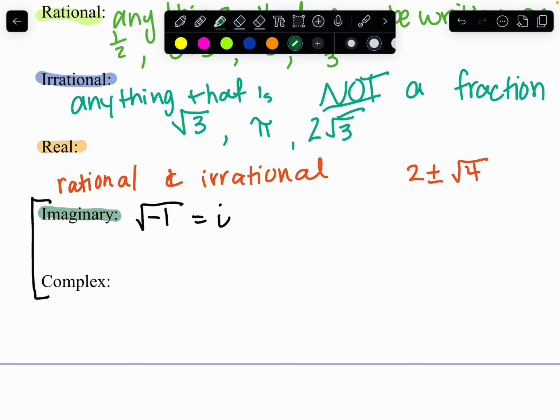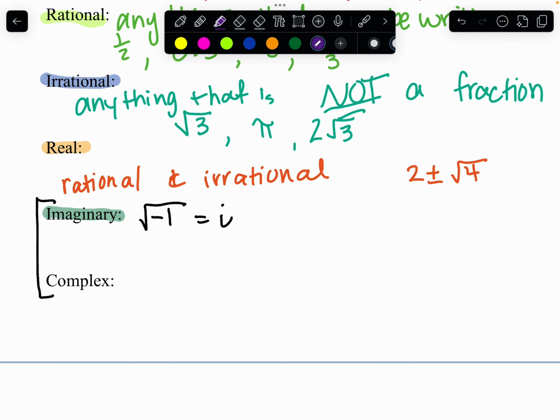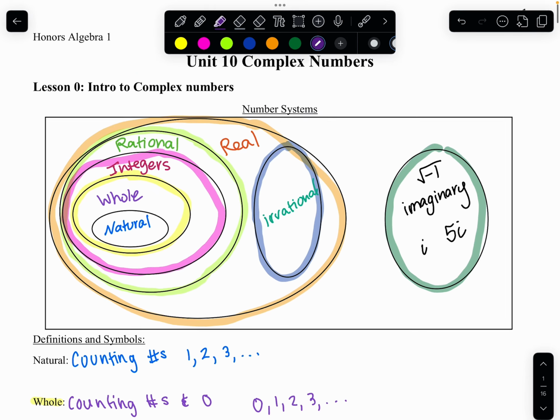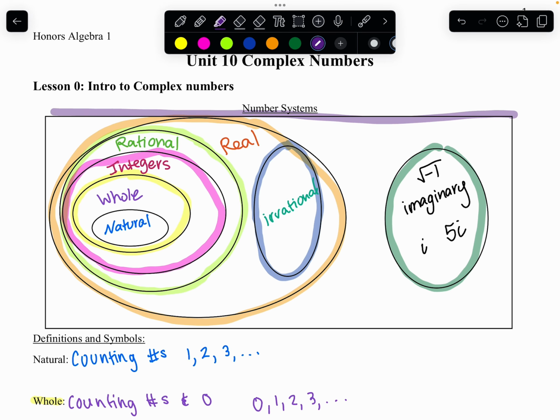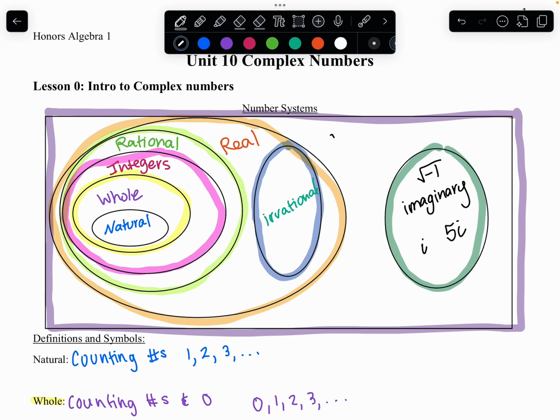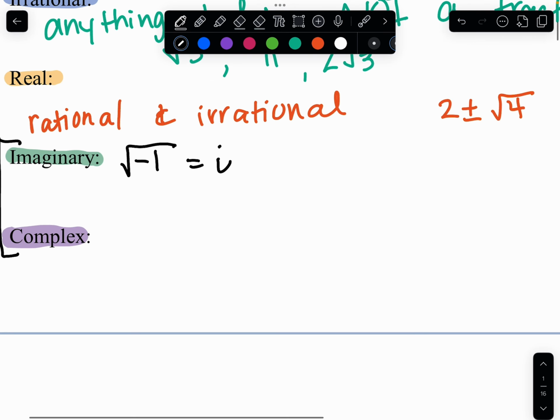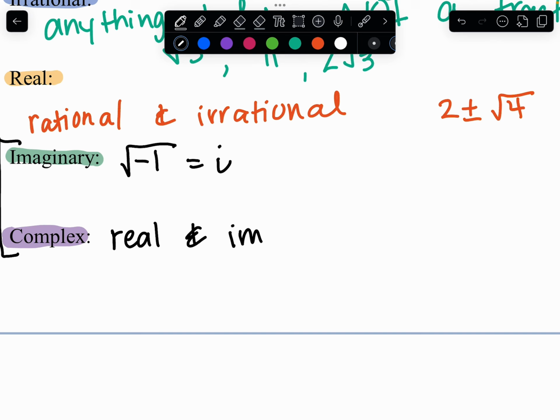And then finally, let's see, ooh, purple. Our final one is our complex. Now this is that entire box. This is your complex number system, and it looks like a + bi. It's a real number and an imaginary number combined together. So a complex number is a real and imaginary number together.